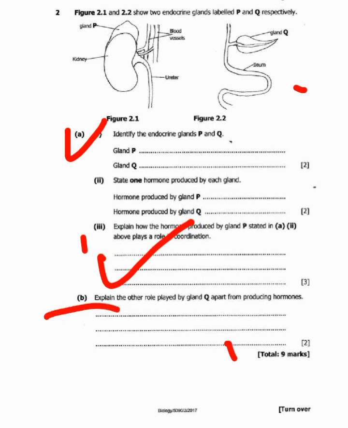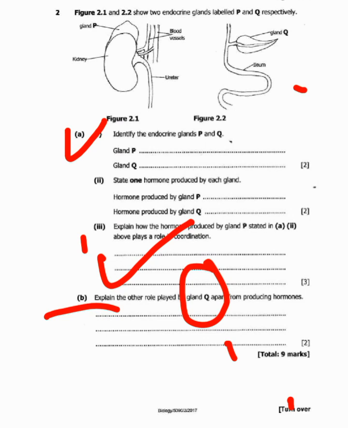Let's come to part D. We are saying explain the other role played by gland Q apart from producing hormones. Gland Q, which is the pancreas, also plays a very important role in digestion. During the process of digestion, the pancreas produces what we call pancreatic juice, which contains an enzyme called pancreatic amylase that breaks down starch to maltose. This is how gland Q plays a role in the digestive system.